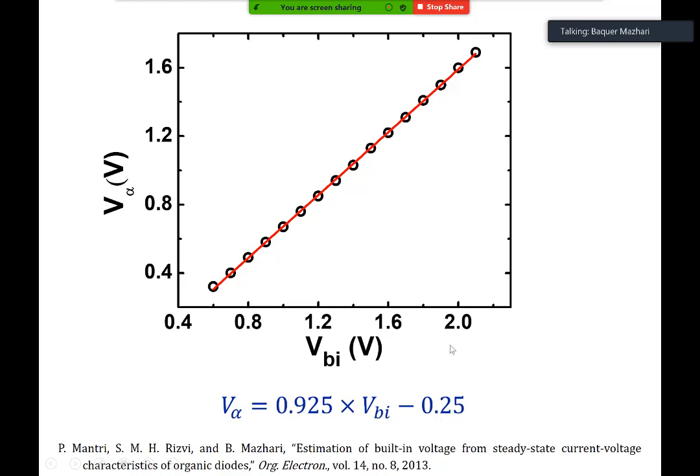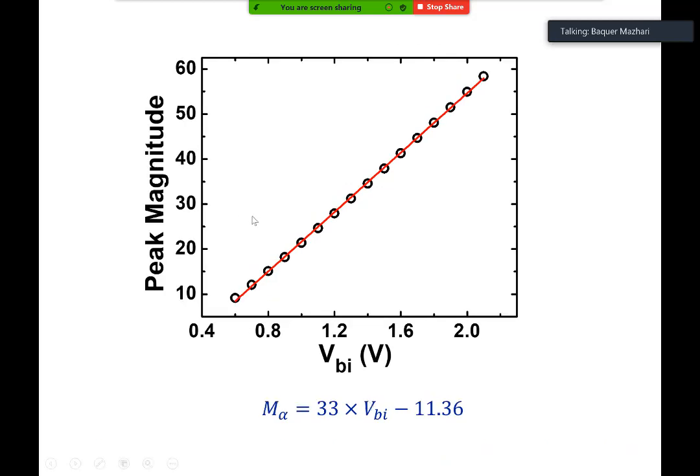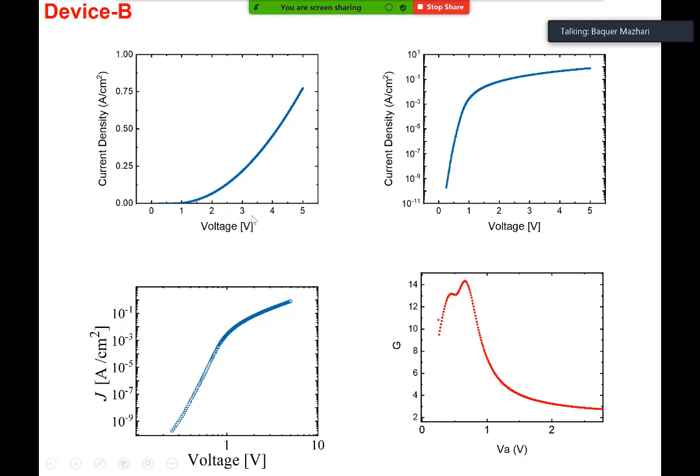So the idea is that you measure your experimental characteristics, take the log derivative, find out the value of V alpha, and use this expression to get an estimate for the built-in voltage. All right, so that's a quick estimation of built-in voltage. I'll skip this particular part. So coming back to our device B, the first peak, as we said, is due to the built-in voltage. The second peak, as I said, is because of the traps.